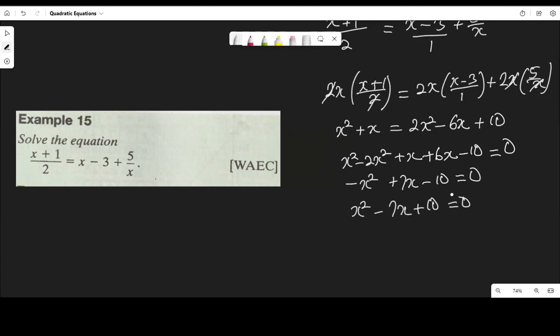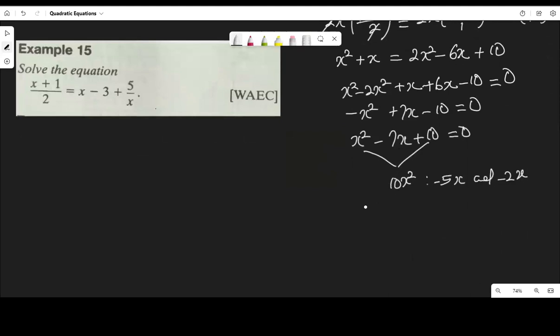And now that I arrive at this point, multiply the first term by the constant term, which gives me 10x squared. Two factors of 10x squared that can add up to this middle term will be 5x and 2x. How do we add the two? We have negative 7, so both of them have to be negative. So we replace the middle term with these factors, so I have x squared minus 5x minus 2x plus 10 equal to 0. I'll group it 2 by 2.